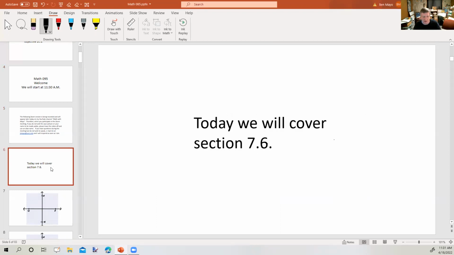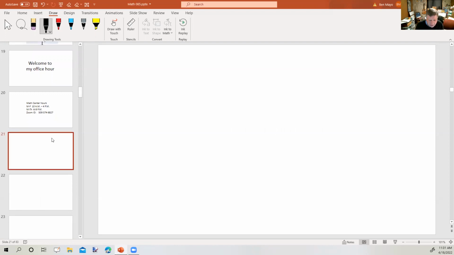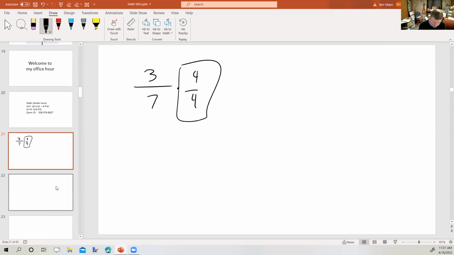All right, today we're going to go on and take a look at section 7.6. And so let's get started. If we have a fraction, let's say 3/7, we can multiply the numerator and the denominator by the same non-zero number because a number divided by itself, other than 0 divided by 0, is equal to 1. And we can multiply times 1. So therefore we can multiply the top and the bottom of a fraction by the same non-zero number.